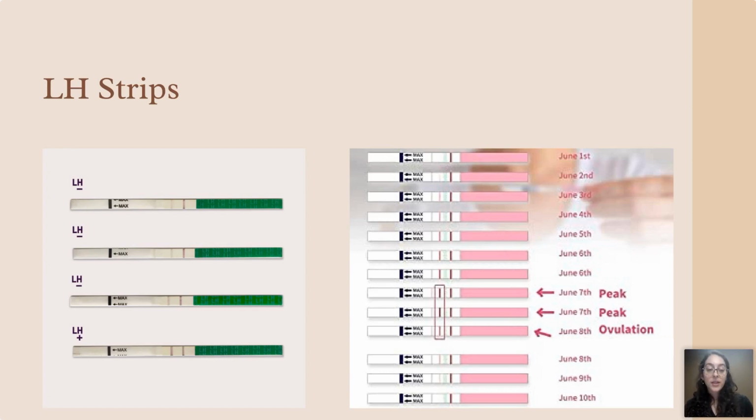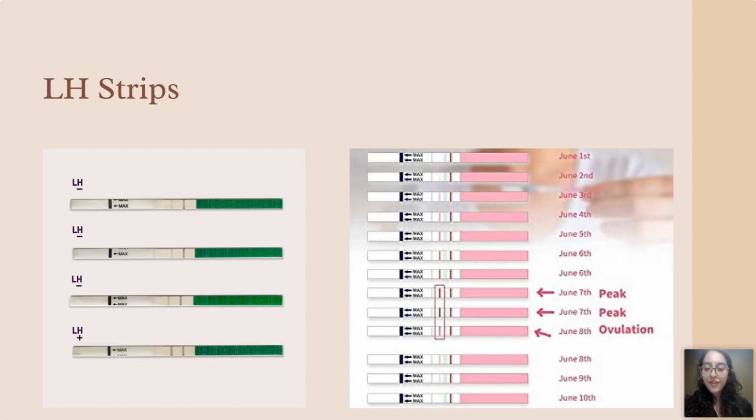However, there's a lot of caveats about LH strips, because if you, for one, have PCOS, which we'll talk about soon, one could have high LH throughout the month. You could have multiple LH surges. Even if you don't have PCOS, it's more common with PCOS, but I have had a few patients where their LH will surge a little bit and then come back down and then surge and then spike. So you're really looking for that peak.